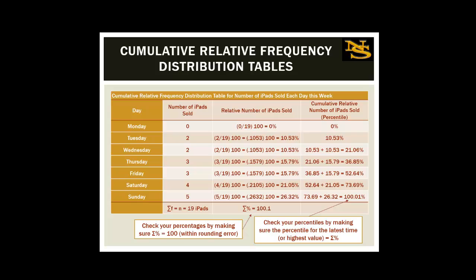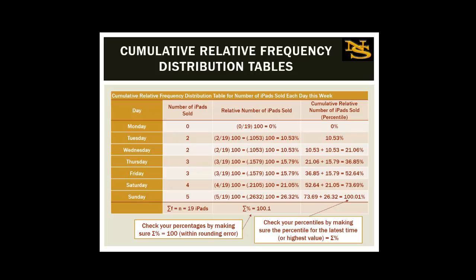So remember from slide 11, you had the first three columns looking at each day of one specific week and how many iPads were sold each day, and then the relative number of iPads sold, or the percentage of iPads sold that week on each day. Now I added the cumulative relative frequency column, which indicates the percentage of sales on or before a certain day of the week, or in other words, the percentile of sales for any given day.